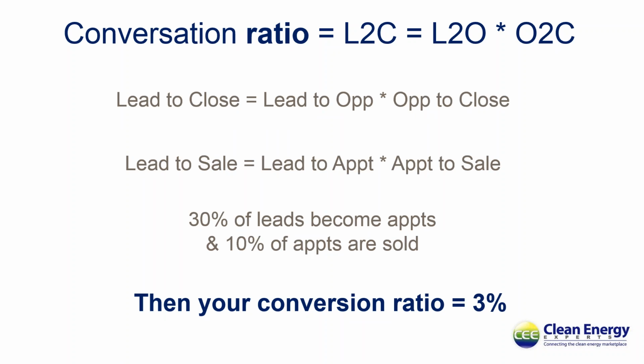And so a quick example is if 30% of your leads become appointments, if 30% of your leads become opportunities, then 10% of them are actually sold, then your overall lead to close ratio is going to be 3%. Once again, you just multiply those two together.